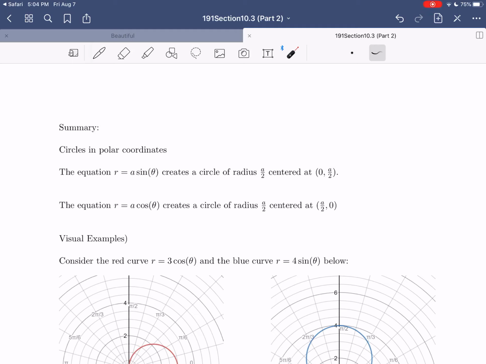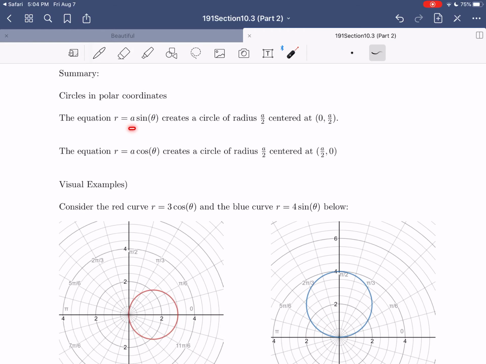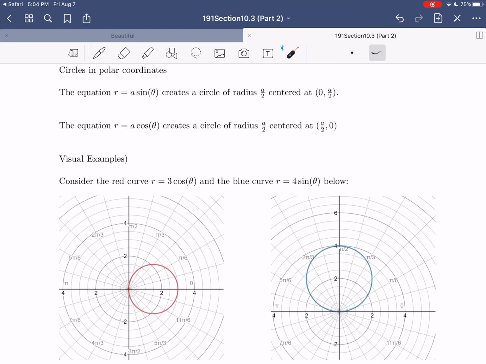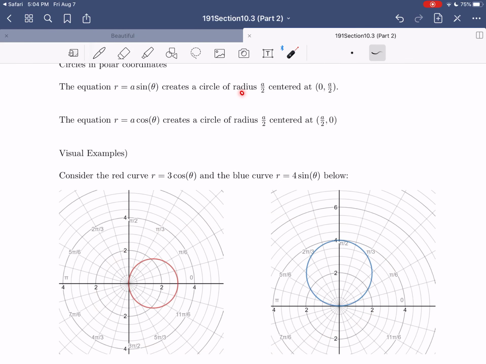You only need to get a couple points, and it makes things much easier because you already know the shape that the curve should have. Same thing here now. If you see a sine theta or a cosine theta, you know it's going to be a circle. You even know its radius and its center, maybe get a couple quick values on a table of values, and you should be able to sketch it very quickly.